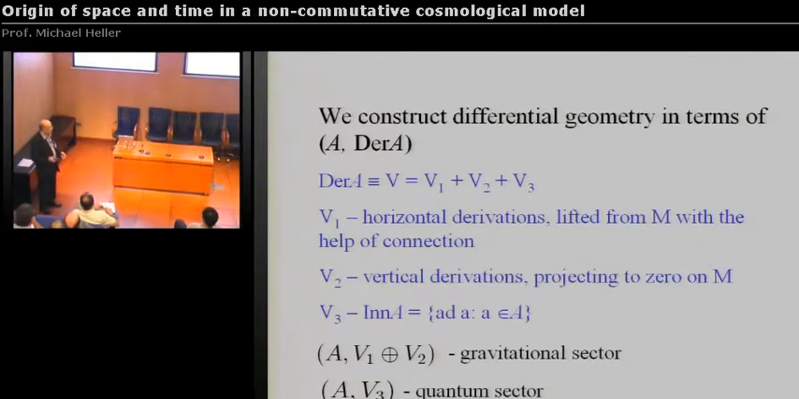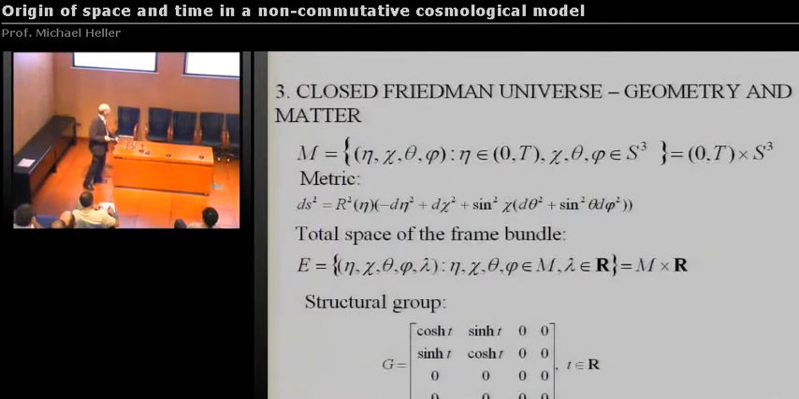Space-time is described by four standard coordinates. Eta means time, and time goes from 0 to t. 0 is the initial singularity, and t is the final singularity. Here, singularities are not included in the description of the model. They can be included, but it's another story.